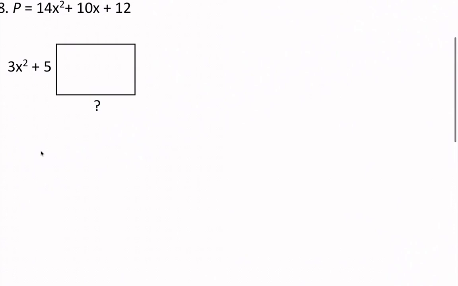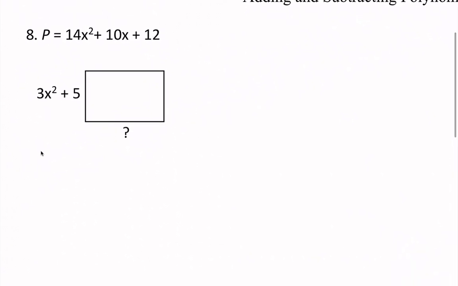Okay, problem number 8 is very similar, but this time we have a rectangle. So, a rectangle has 4 sides. I know the perimeter of the whole thing, and it gives me this one side. So since I know this one side, really I know the opposite side as well. My goal is to figure out what is this missing piece right here. Well, I'm going to go ahead and add up the 2 sides I already know.